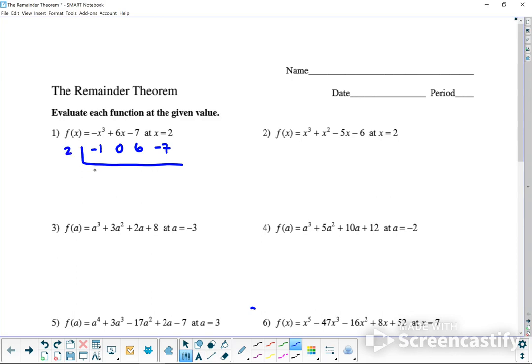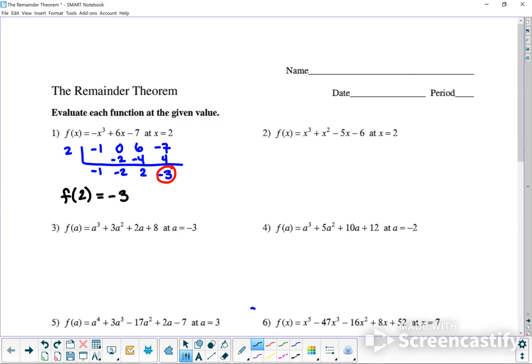So bring the -1 down, multiply, you get -2. Add it, you get -2. Multiply -2 and 2 together, you get -4. Add it, you get 2. Multiply 2 and 2 together, you get 4. And then add it, you get -3. And that right there is the remainder, which means that our original function, f evaluated at x equals 2, would give you -3.